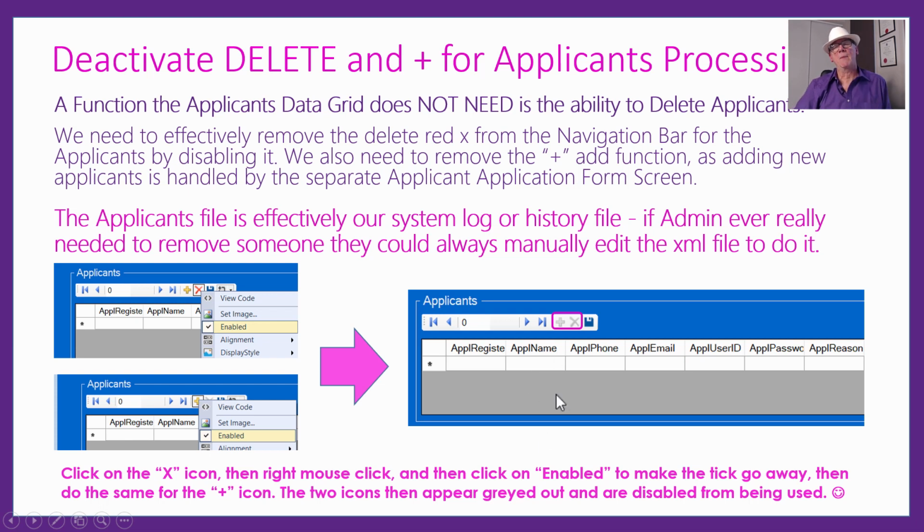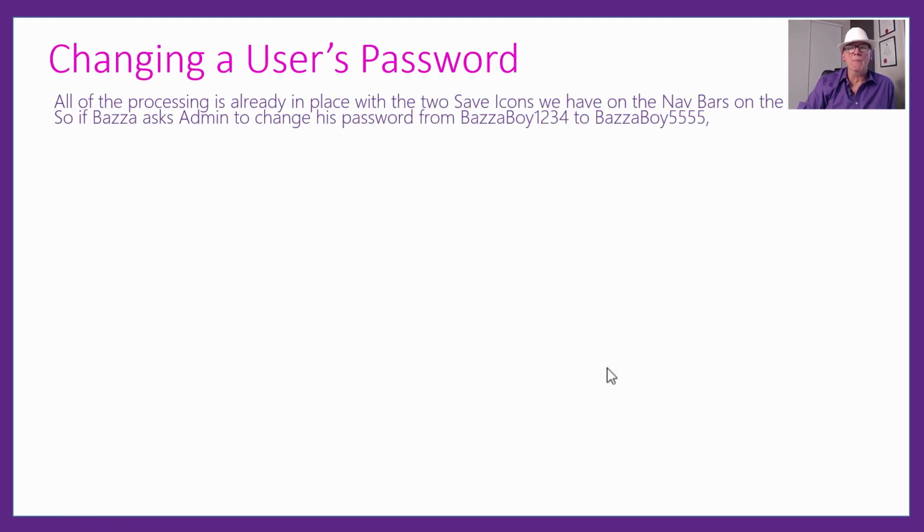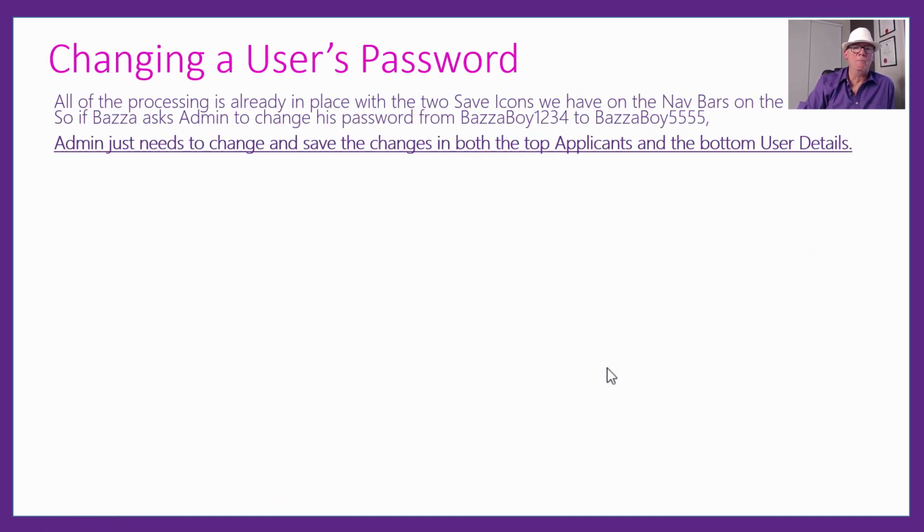Now, if something was messed up and the admin person really needed to delete it, they could just go in and edit the applicant's XML file. I mean, they're a system administrator. They know how to manually edit a file and not mess it up. So I think this is one of the last things. I hope it is, because this video has gone for a long time.